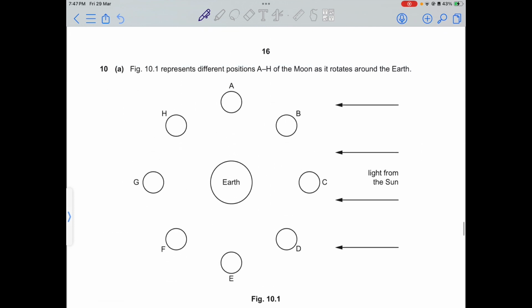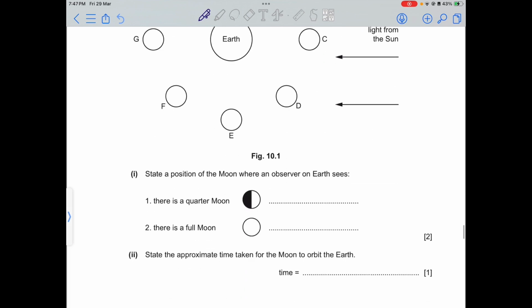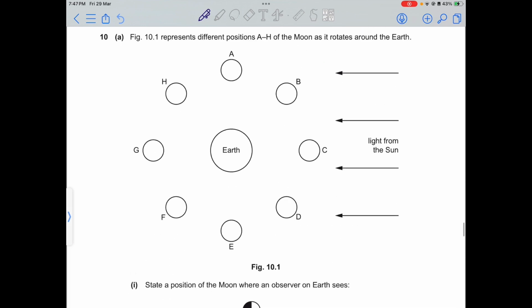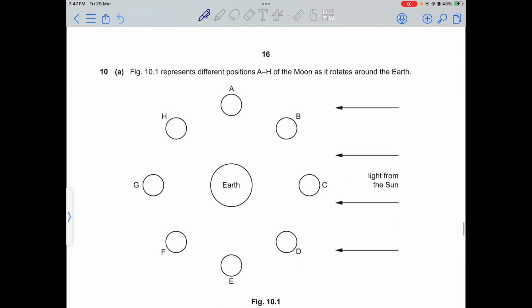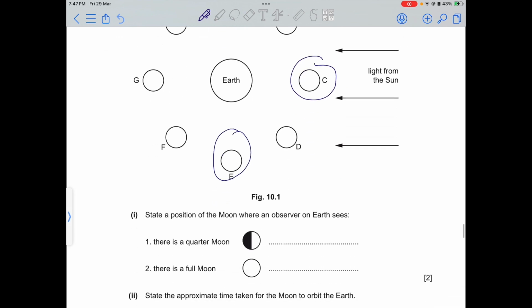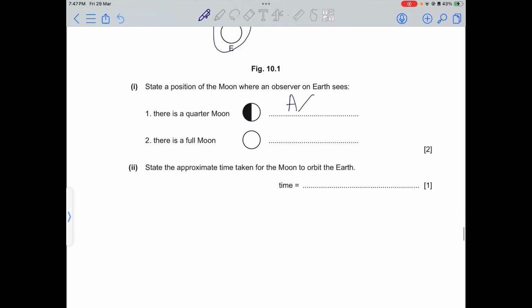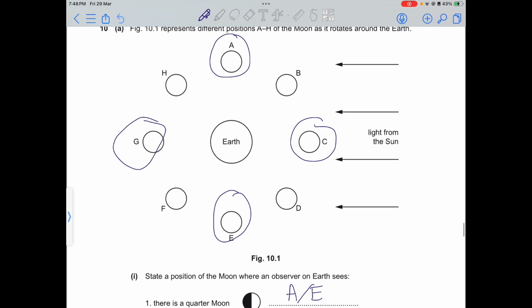Then a space physics question. Figure 10.1 shows different positions of the Moon around the Earth. State a position of the Moon where an observer sees a quarter moon. A quarter moon is always like this. So basically this is your new moon, and then position A or position E both show a quarter moon. So you could say A or E, or just one of them, so it's one mark, I guess. When there's a full moon it is here, G.